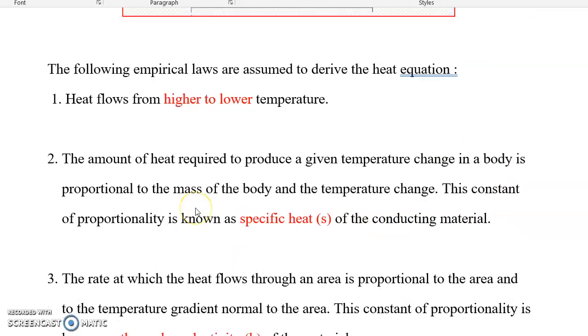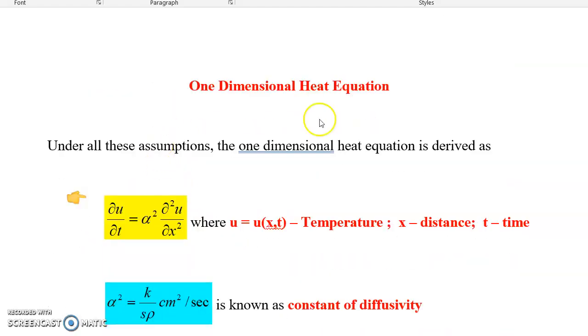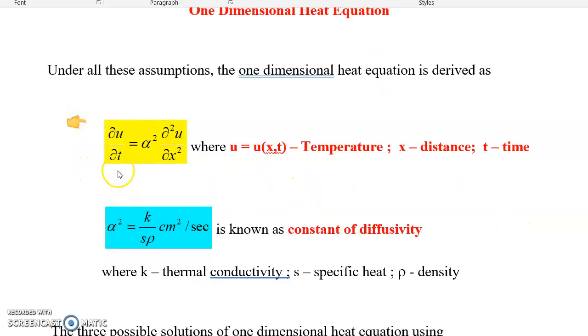So assuming all these empirical laws, the one-dimensional heat equation is derived as ∂u/∂t = α² ∂²u/∂x². So if you observe, this particular equation is called the one-dimensional heat equation. Here the variable u represents the temperature at (x, t). Here x and t are independent variables, where x is the distance and t is the time. And this constant α² is given by k/(sρ) cm²/s, and this is known as the constant of diffusivity, where k is the thermal conductivity, s is the specific heat, and ρ is the density.